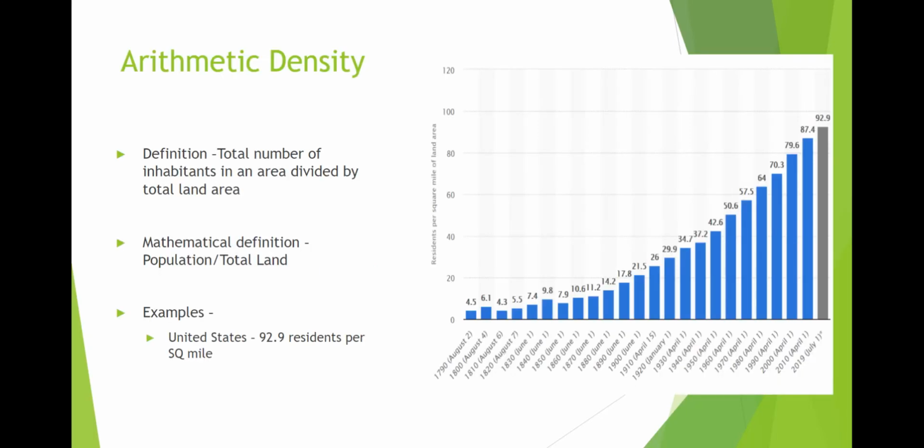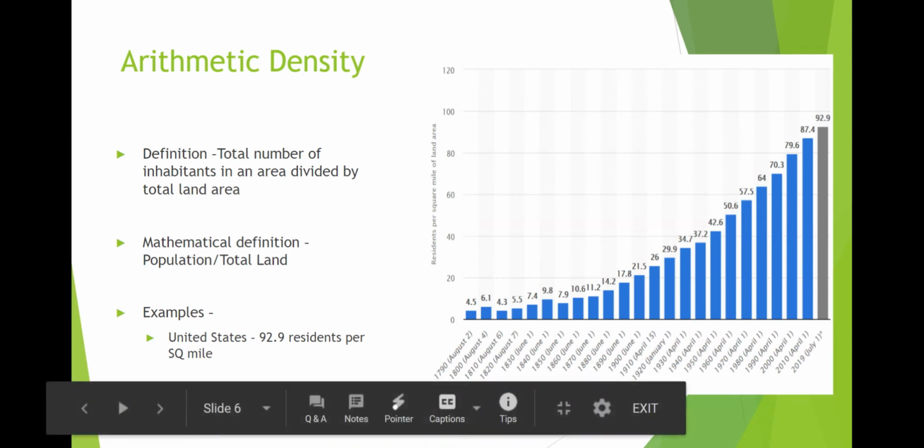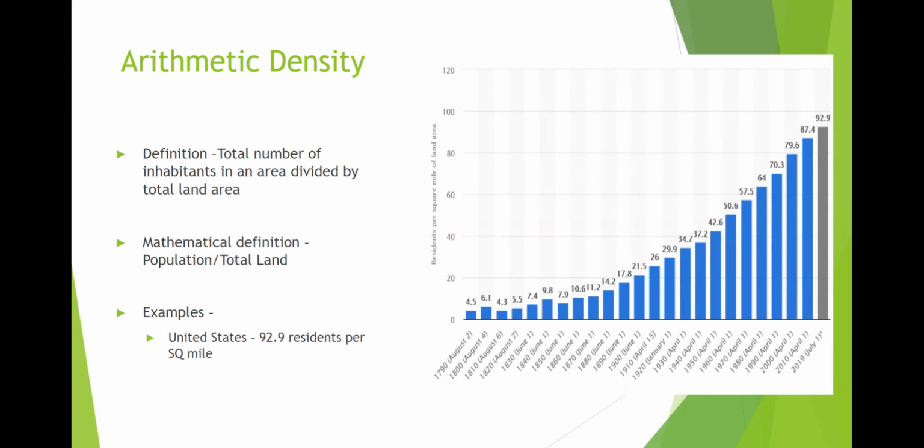And so in this video, we are going to talk about population density, the three main types of population density. Lots of graphs, lots of things to look at when we talk about population density. So specifically the definition of one of the three types of population, arithmetic density, is the total number of inhabitants in an area divided by total land area. So basically when people say population density, they refer to arithmetic density for the most part.